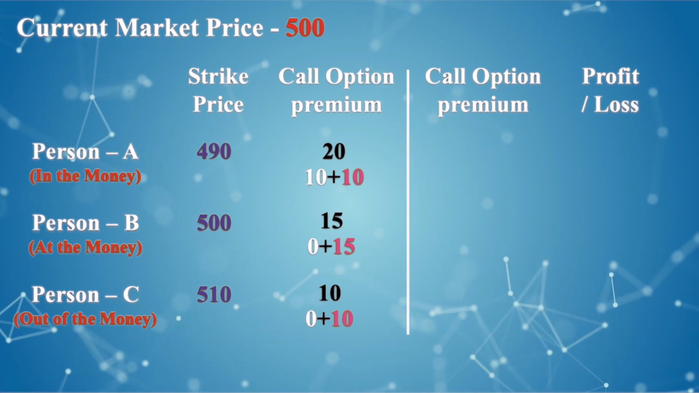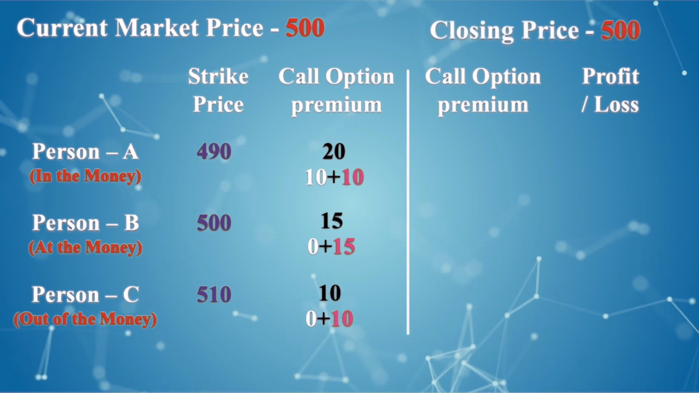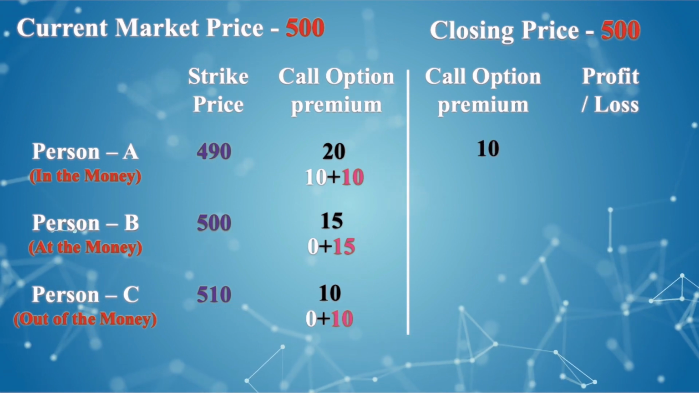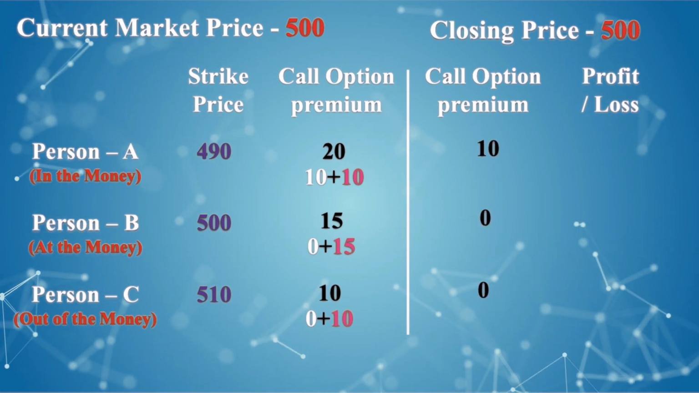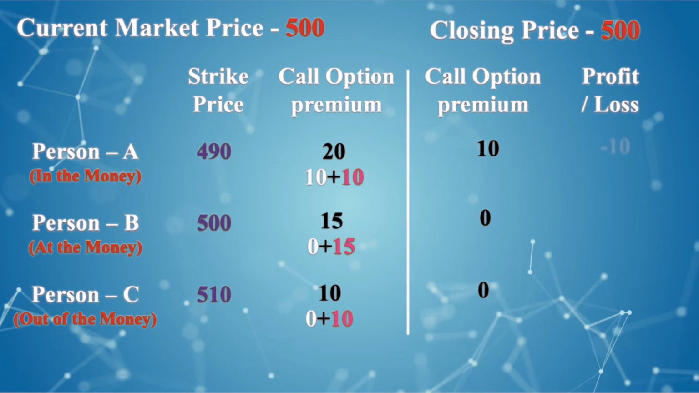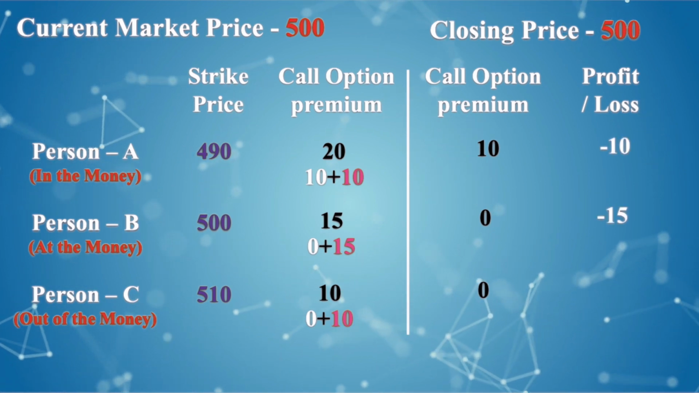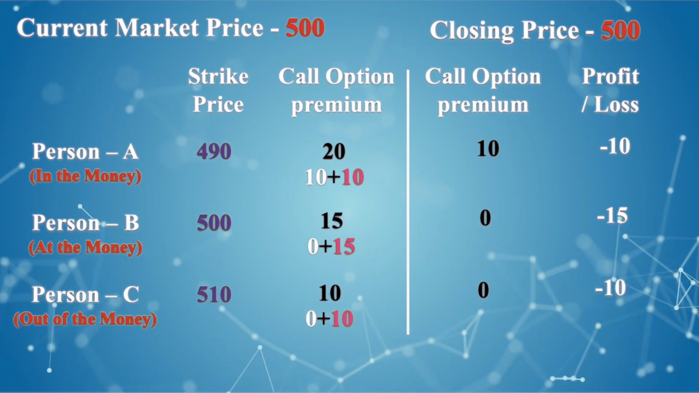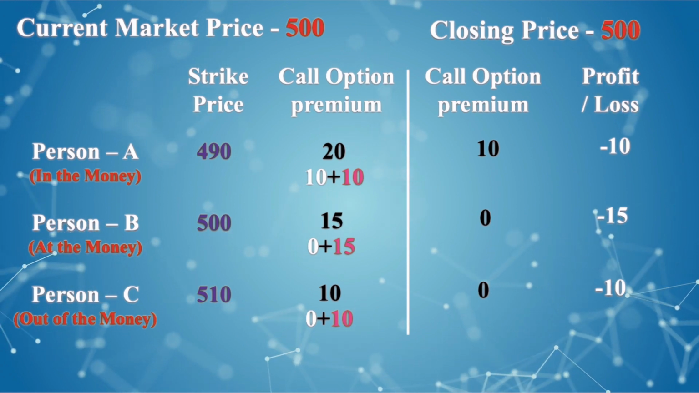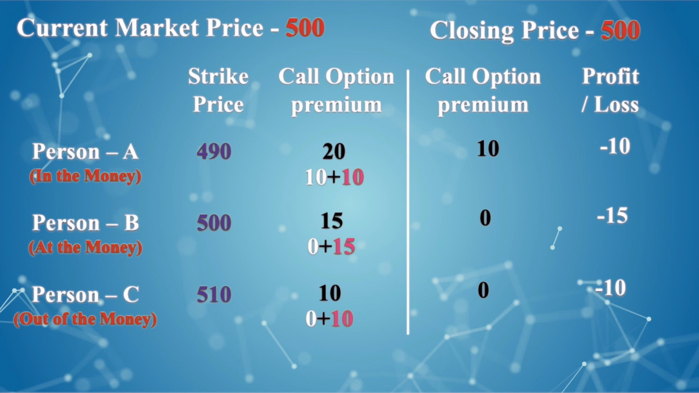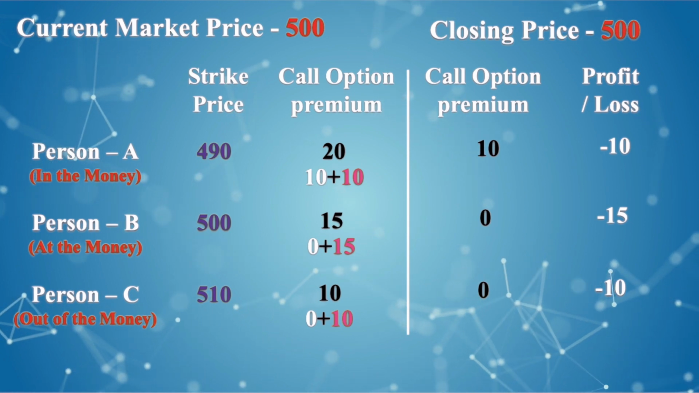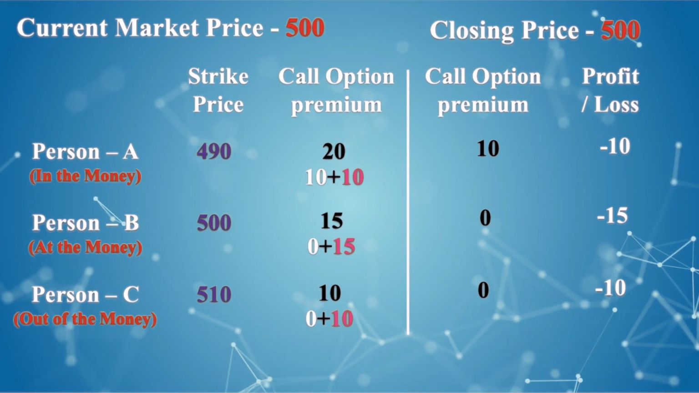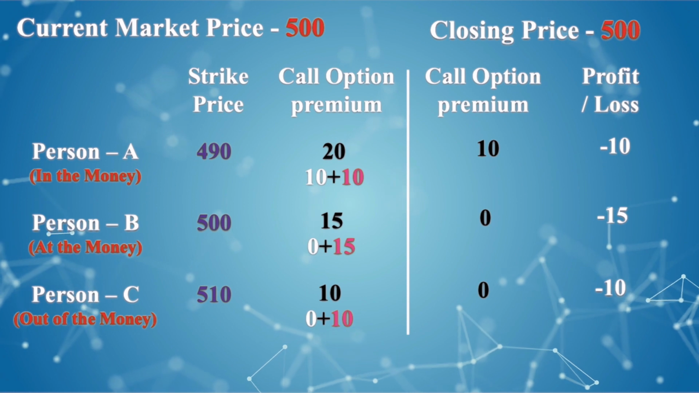Let's assume market moves up and down and closes at the same price of 500 rupees. Then the call option premium of person A will be 10 rupees, B will be 0 and person C will be 0. Then person A gets loss of 10 rupees, person B gets loss of 15 rupees and person C gets a loss of 10 rupees. Even though market doesn't move up or down, all persons A, B and C get losses because time value becomes 0. Here in this scenario, person B gets more loss as compared to person A and person C.